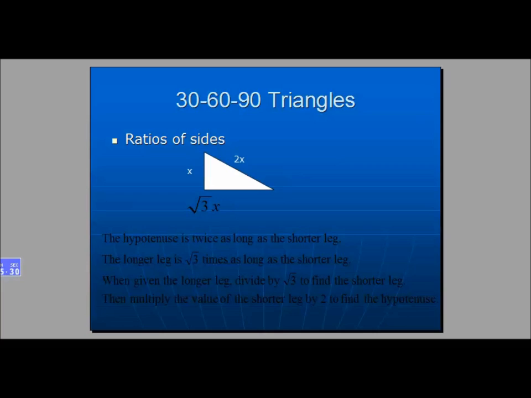In words, the hypotenuse is twice as long as the shorter leg. The longer leg is the square root of 3 times as long as the shorter leg. When given the longer leg, divide by the square root of 3 to find the shorter leg. Then multiply the value of the shorter leg by 2 to find the hypotenuse.